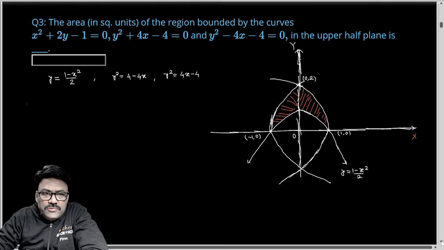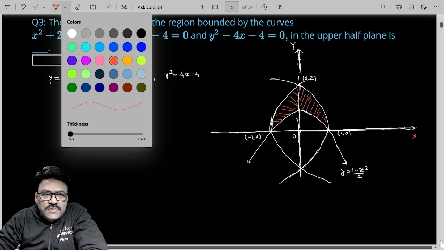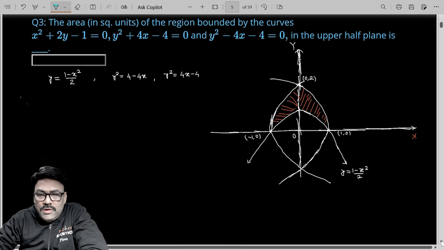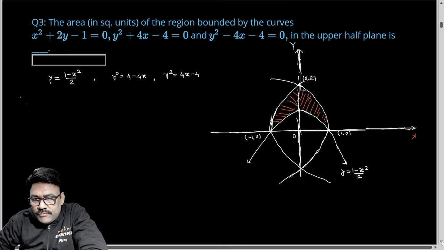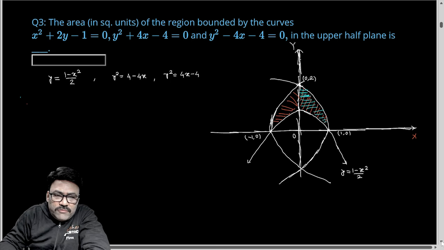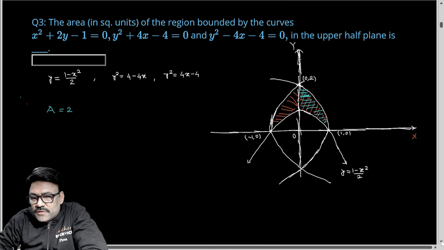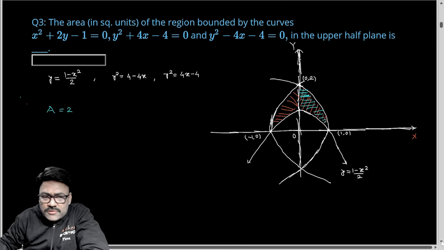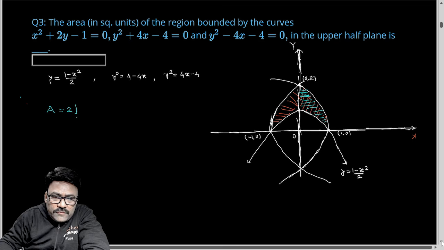Means whatever area you will get on the right side of y-axis, same area you will get on the left side of y-axis. So what I will do, I will just find this area in the first quadrant and double it. So then that will be the required area. So now I'm finding this area in the first quadrant. So what will be the required area? The required area will be 2 times area in the first quadrant. And in the first quadrant, I'm taking from 0 to 1.